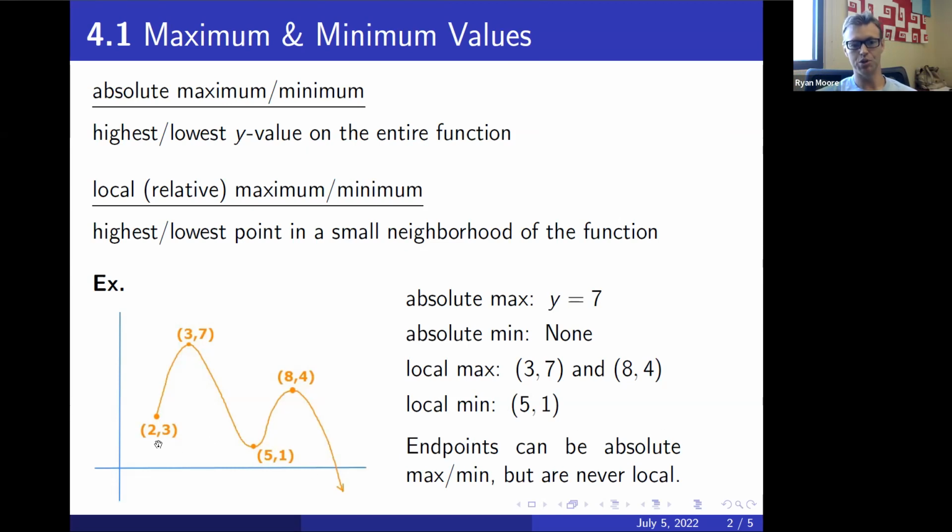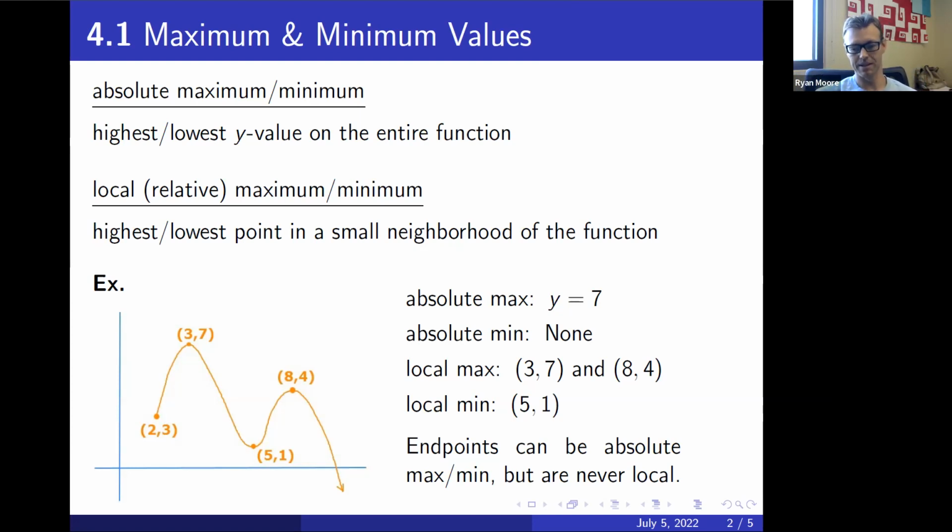Endpoints. So 2, 3 is an endpoint of the function, right? The function does not continue past that. It's like the function begins right there. So we consider that an endpoint. An endpoint could be an absolute max or min. Obviously, it's not either of those here, but there are definitely cases where an endpoint could serve as your absolute max or your absolute min. But we never consider endpoints as being a local max or min.